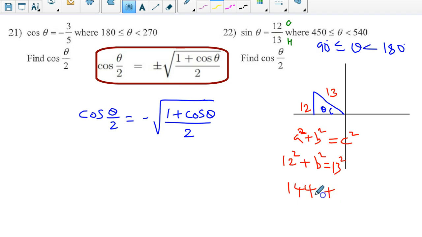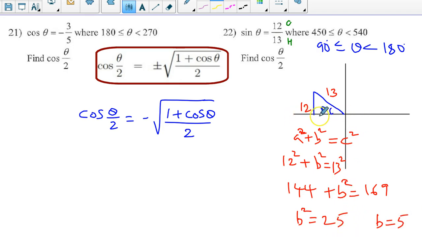144, that is 12 square, plus b square is equal to 13 square, which is 169. So 169 minus 144 is how much? 25. So b square is equal to 25. Now the square root of 25, that is b, gives you 5. It is plus or minus 5.